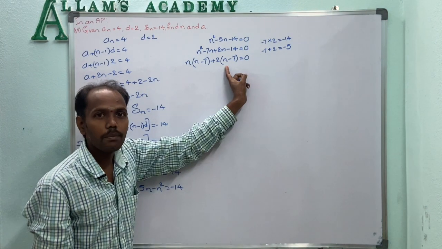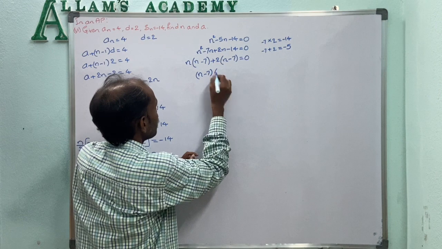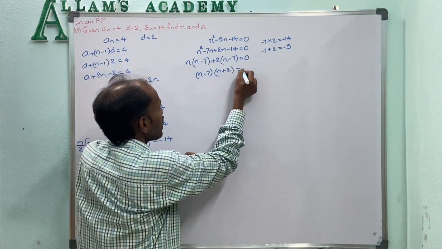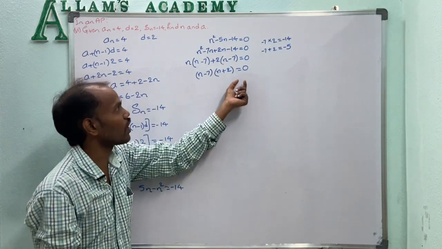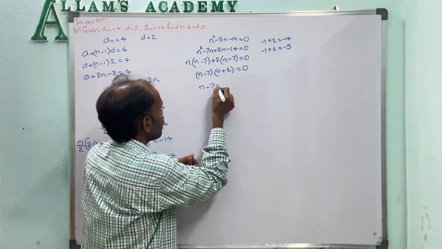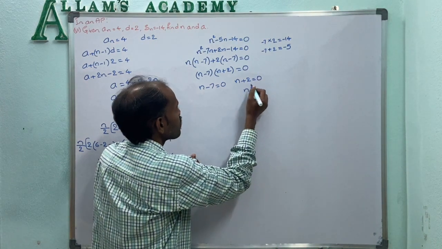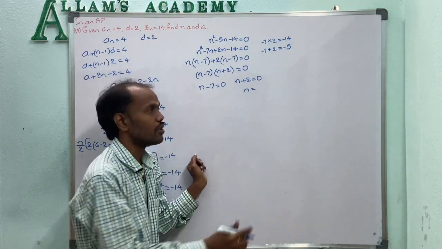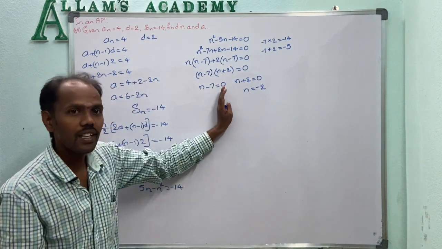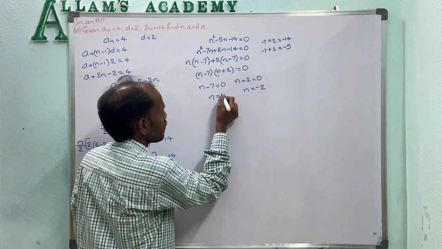Now in this, n minus 7 is the common factor. So n minus 7 taken common, then here remained n and here remained plus 2. So n minus 7 into n plus 2 equal to 0. That means either n minus 7 equal to 0, otherwise n plus 2 equal to 0. If n plus 2 equal to 0, then n equal to minus 2. And if n minus 7 equal to 0, then minus 7 transfers to that side, plus 7, so n equal to 7.